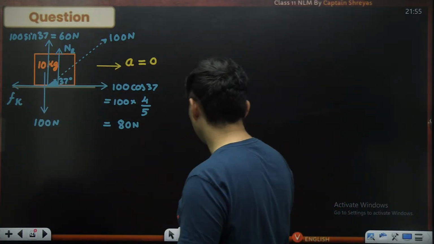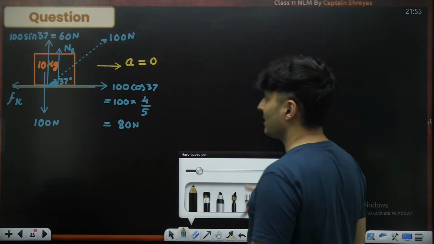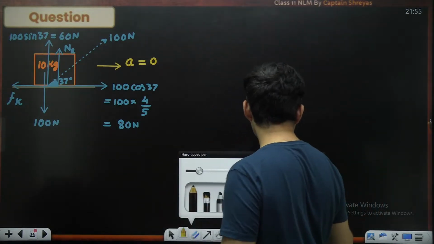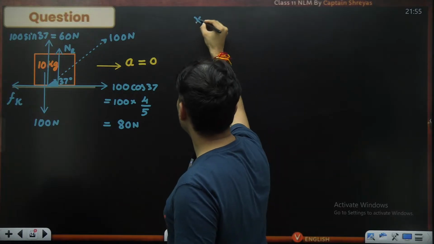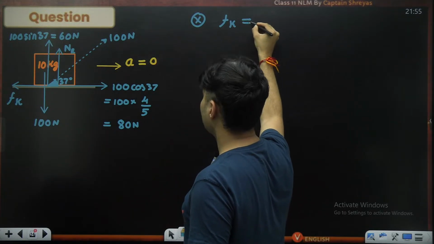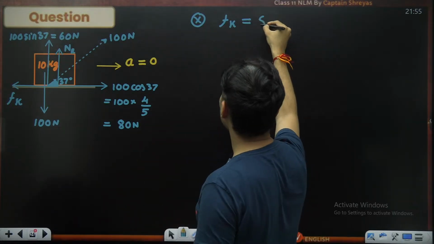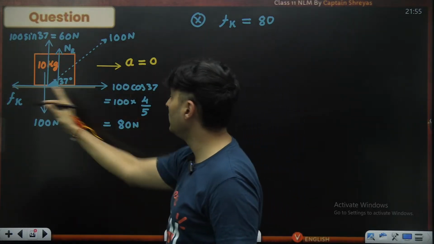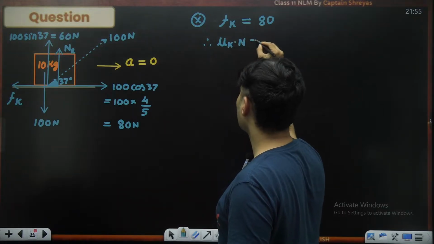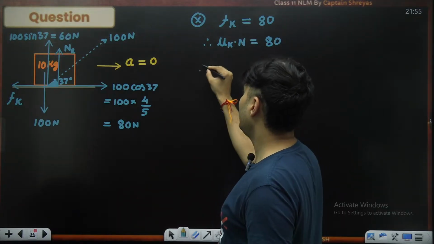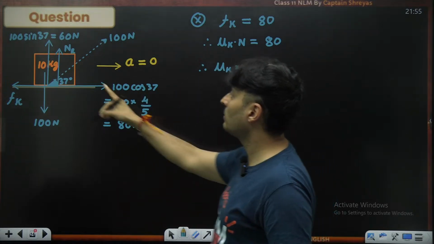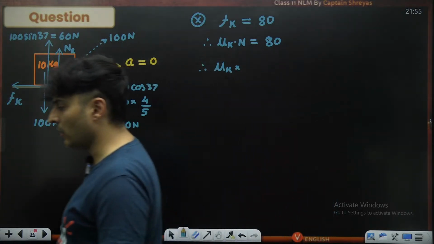Now what, guys? Okay, let's do one thing. Because acceleration is 0, all the forces should be balanced. So 80 Newton and Fk should be balanced with respect to each other. So in the x direction, Fk will balance the forward force, which is 80 Newton. Those are the only two forces. Fk is mu k into N, so that is equal to 80, and mu k is what I do not know. A lot of you are going to say the normal force is 100, but that is exactly wrong.